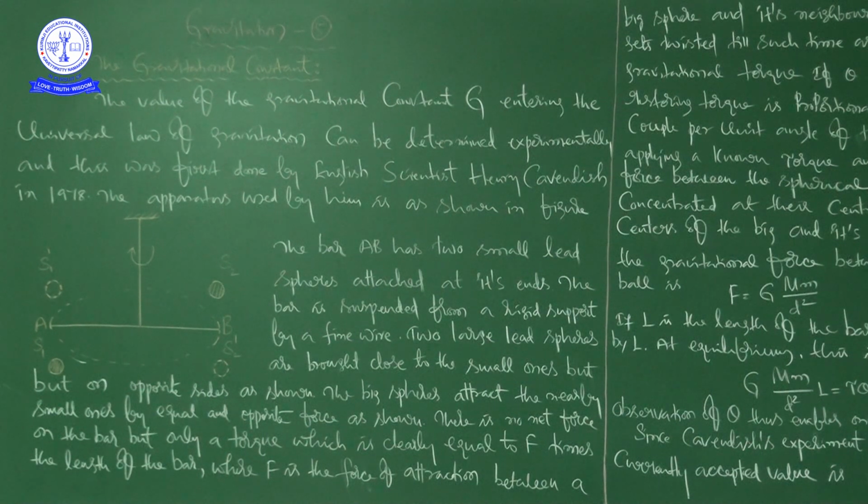Okay, right. Now see here, the big spheres attract the nearby small ones by equal and opposite forces as shown, right? Now there is no net force on the bar, but only a torque, which is clearly equal to F times the length of the bar, right? While explaining rotational motion and talking about torque in that chapter, I explained with many examples, right?